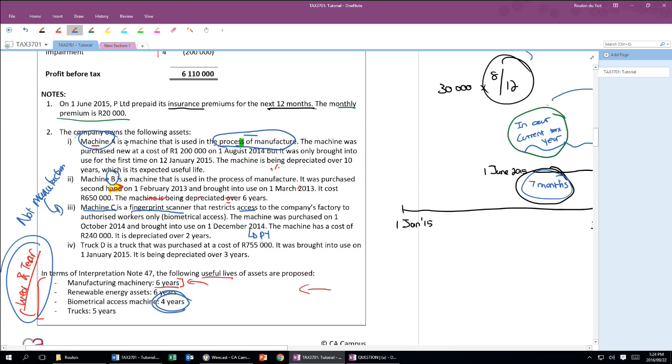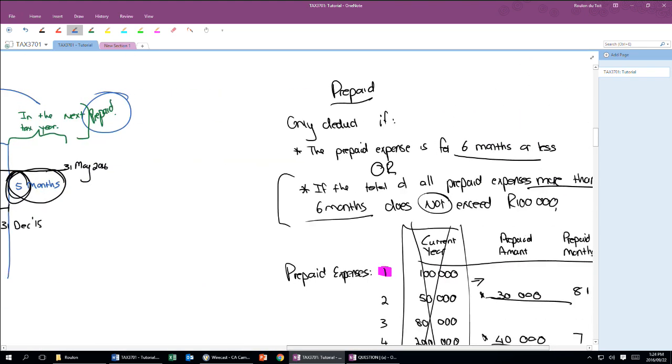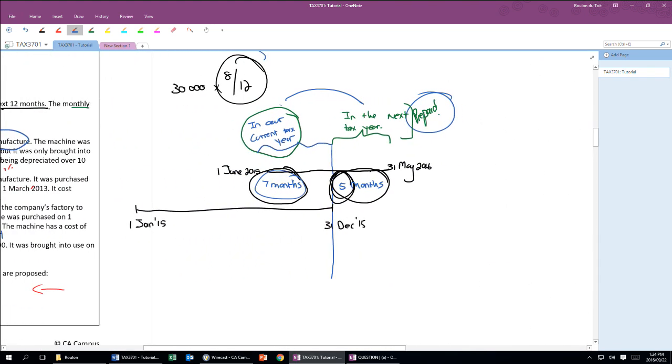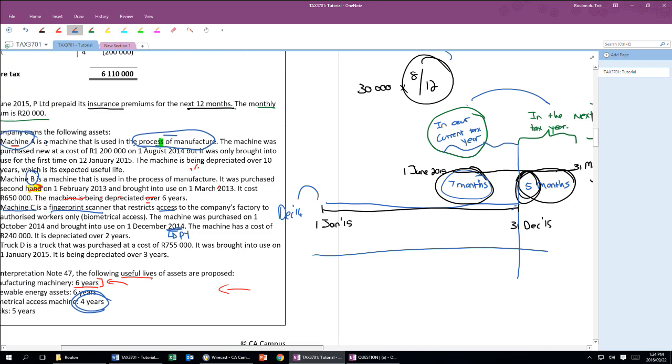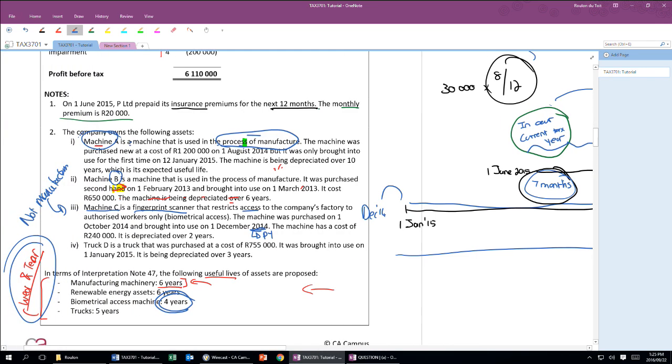Right. So what you need to ask yourself is, if we look at our timeline, again, I'm going to take you back to our timeline over here, from the 1st of January to the 31st of December. How many months in this tax year did we use it? We purchased it at the end of December 2014, so before our new tax year. So we used it this entire tax year. That's important for you to see. The cost is 240,000 rands, being written off over 4 years.